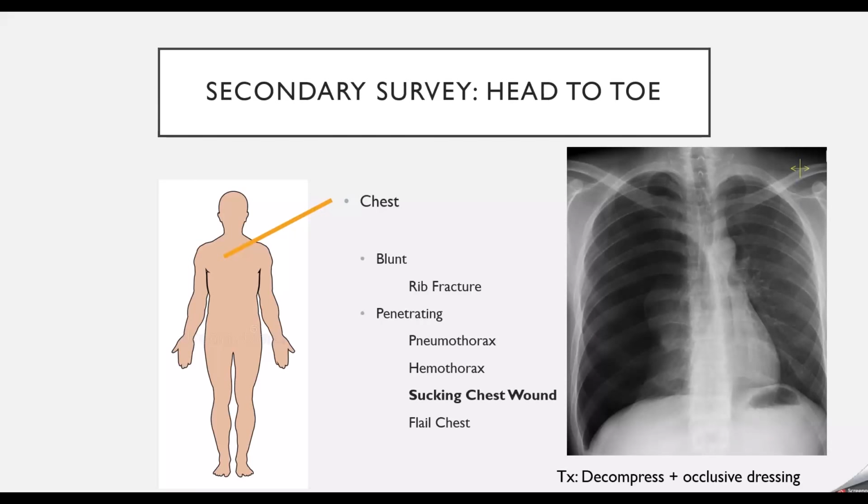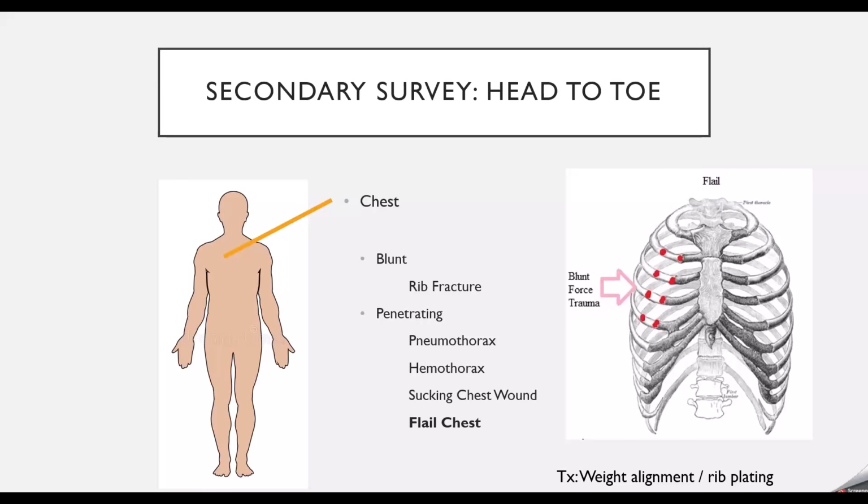Your second chest wound as well, you're going to want to decompress it and do an occlusive dressing. This will have like a 3-way patch kind of deal. And your flail chest, several ribs broken in 2 or more spots.